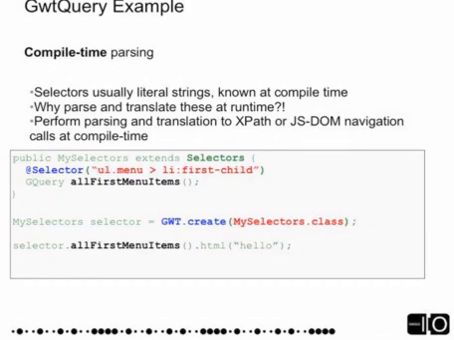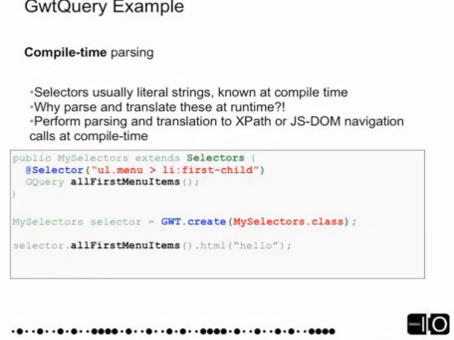There's a tagging interface called Selectors. If you've done any work with GWT image bundles or IE10 interfaces, this is very, very similar. You create a new interface of your own. Here I call it MySelectors, and I extend the Selectors tagging interface. And then I write a method that I want GWT to fill in the details for. Here I'm calling my method allFirstMenuItems, and it's just an interface method, it doesn't have an implementation.